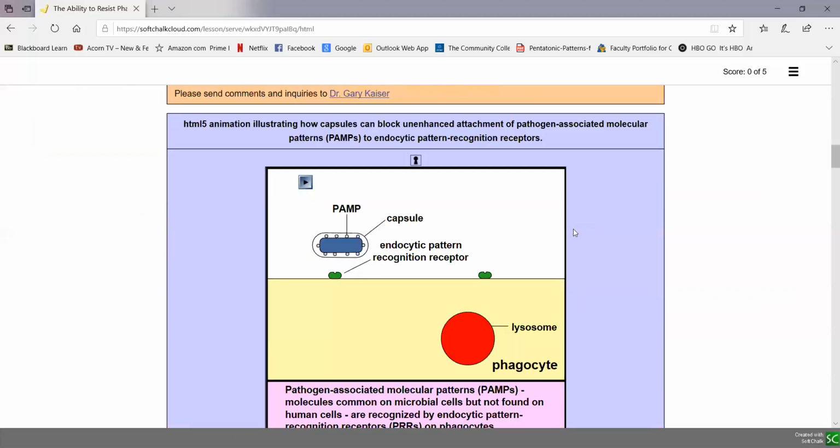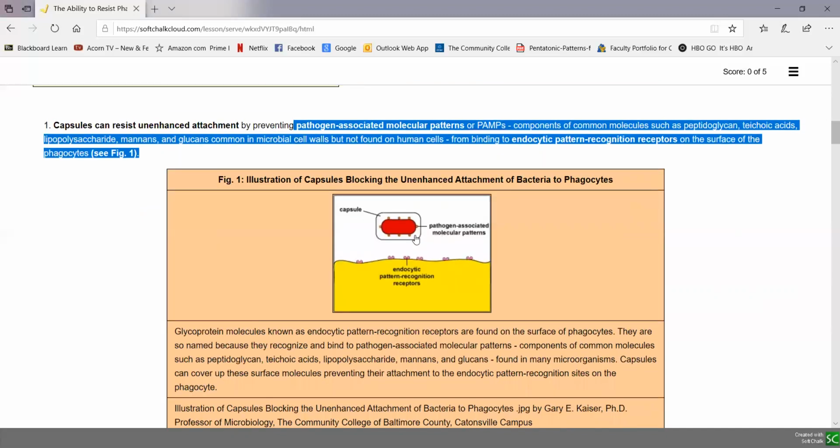And we showed you some animations of that as well. So that's one of the major roles of capsules initially, because remember, unenhanced attachment is our first attempt to stick the microbe to phagocytes so we can destroy it. But if the PAMPs are covered by the capsule of the bacterium, then they can't bind to the endocytic pattern recognition receptors. So if we can't engulf the bacterium, we can't kill it, and the organism continues to replicate and increase in number and potentially cause disease.